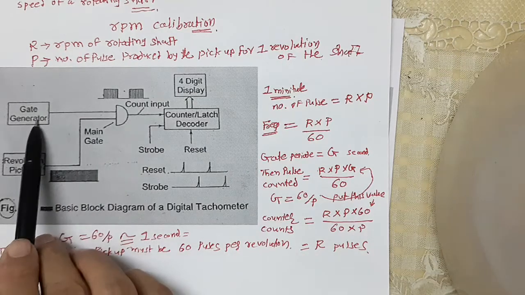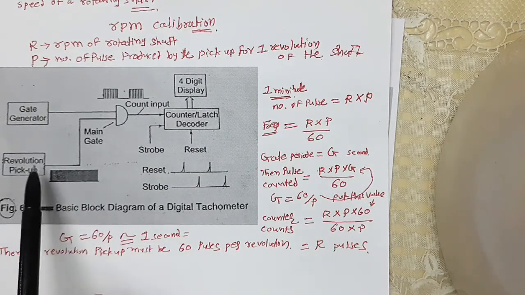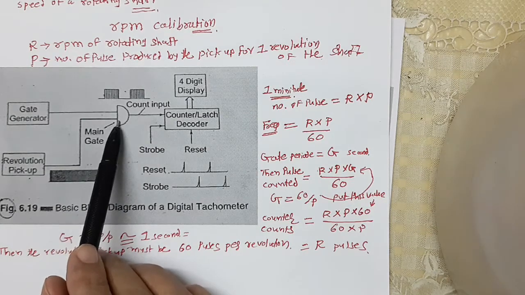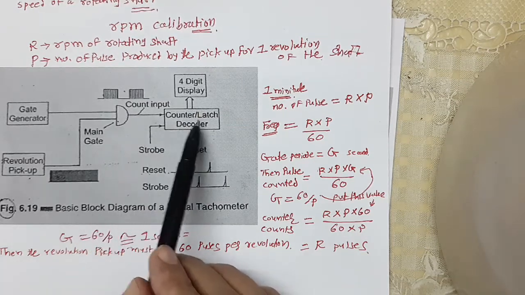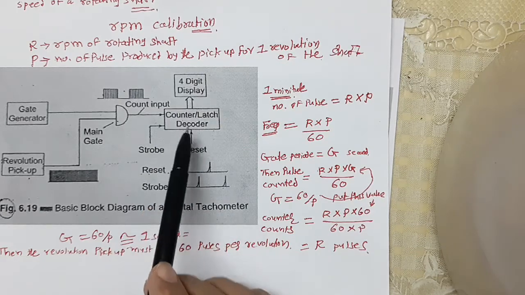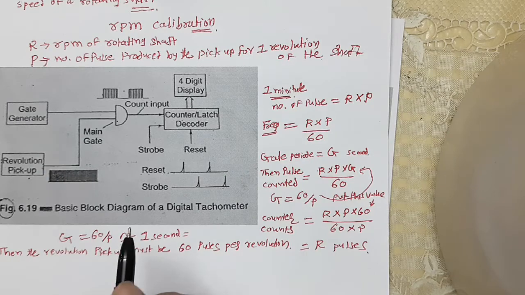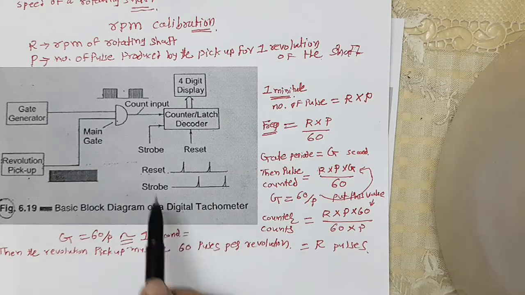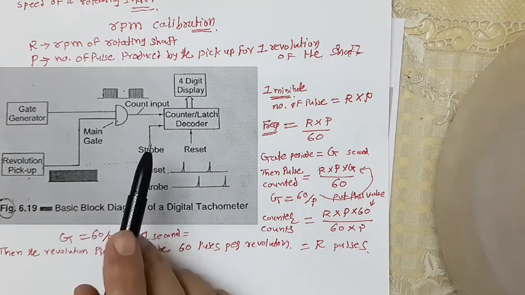In the circuit, the gate generator generates the signal, and the revolution pickup is connected to the main gate. Then the counter, which displays the digital unit, is nothing but a decoder, or we can say a counter. This is the reset signal, this is our stop signal, and this is our basic circuit.